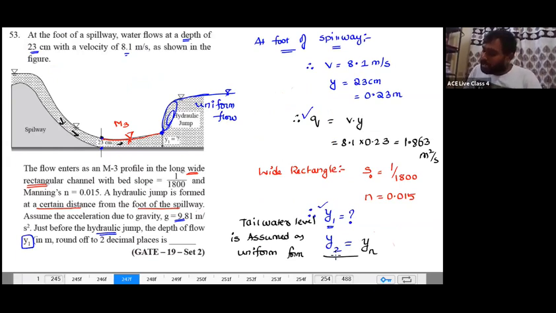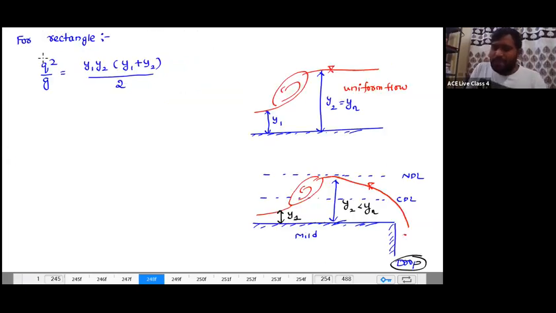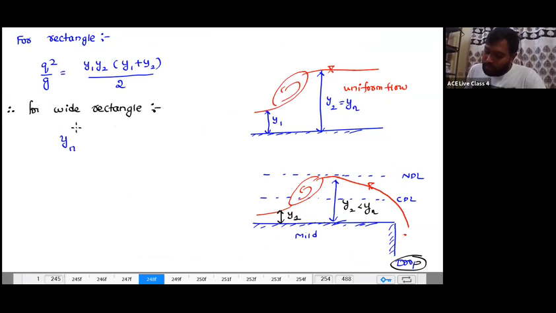So the point is, it's all about knowing this one. Because I am ready with the equation, but I don't know what the y2 value is. Now for finding y2 equals yn, for a wide rectangle, if you remember, yn to the power of 10 by 3 is equal to q square n square by s naught. Have you remembered this? I have discussed this one in GVF. Now I am applying the concept of the GVF also. Yes or no?